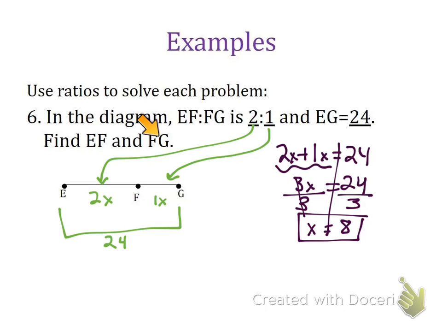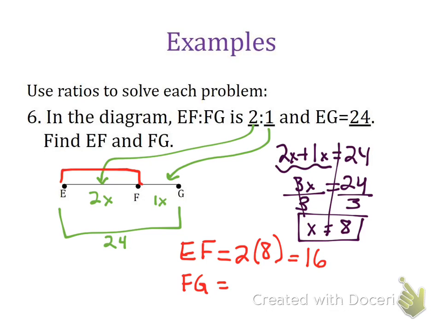So EF and FG are what we're looking for. To find EF, EF is 2x. So how would I solve for EF? 2 times 8, because x equals 8. So that would be 16. Then we need to find FG, which is 1x, times 8, so 1 times 8, which equals 8. Very good.